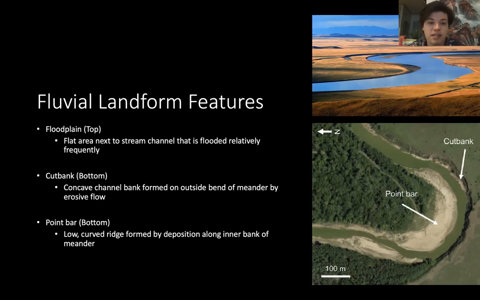So a cut bank is a concave channel bank formed on the outside of a bend of a meander by erosive flow. So you can see how this channel is sort of eroding away here and making that cut bank. And then a point bar is a low curved ridge formed by deposition along the inner bank of a meander. And so sort of opposite this cut bank, you see a point bar here where this sand is probably being deposited and forming that point bar. So those are important. Make sure to know the cut bank and point bar and their differences.